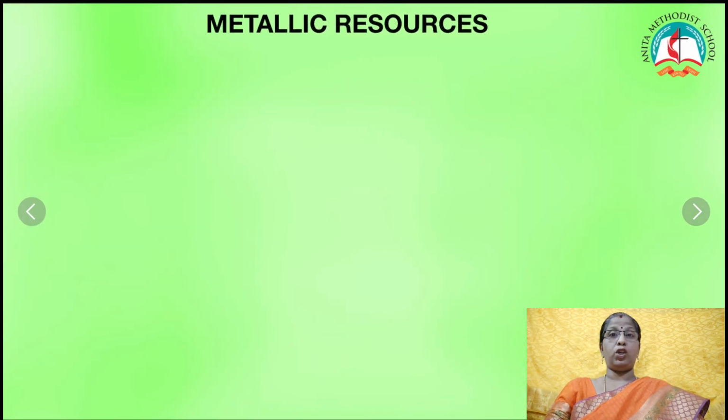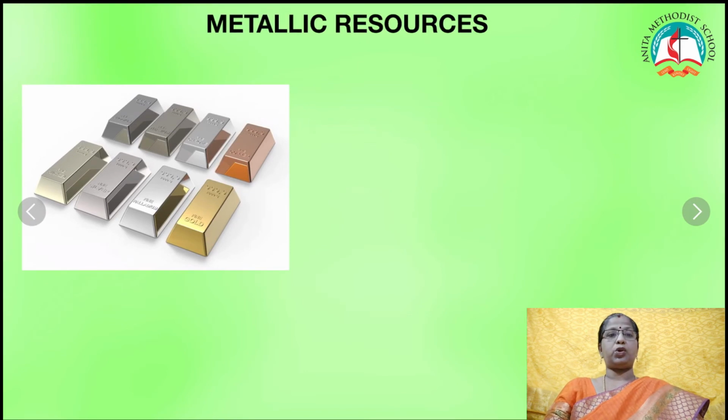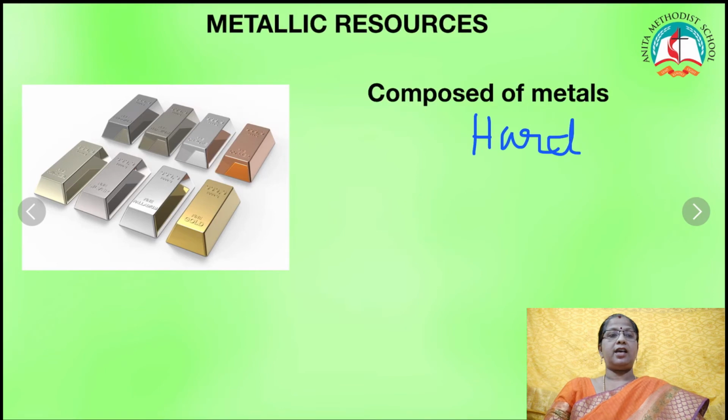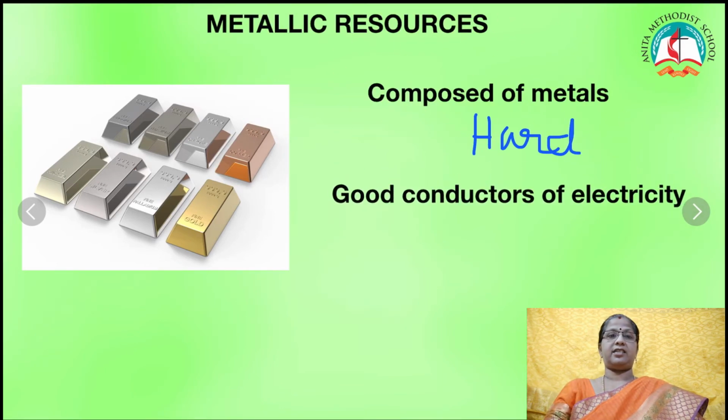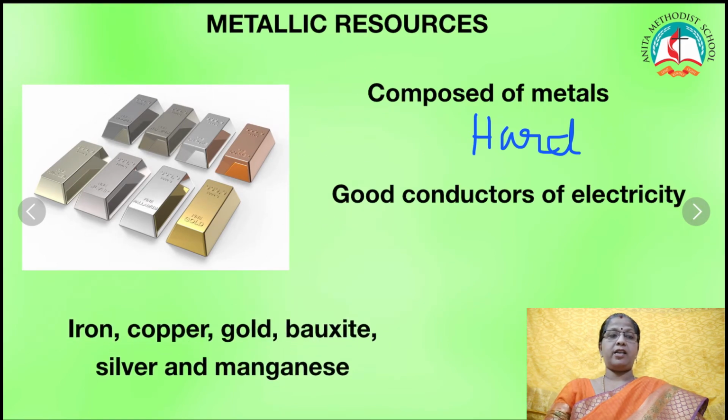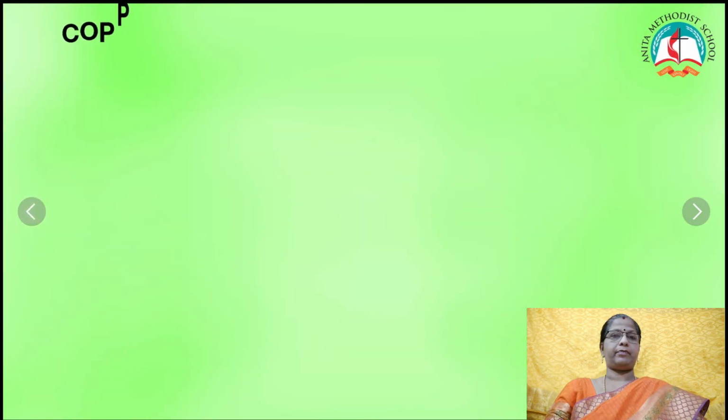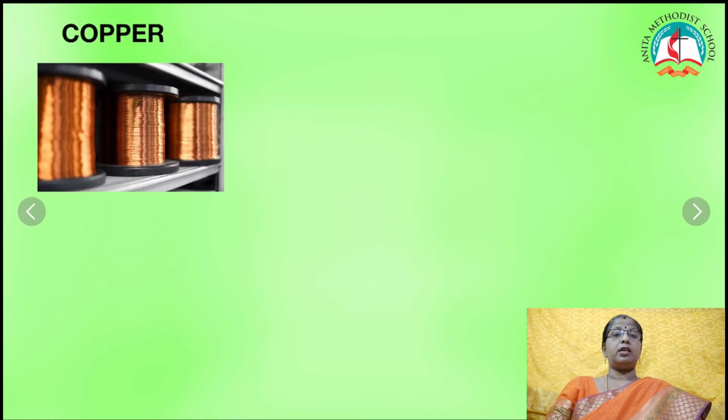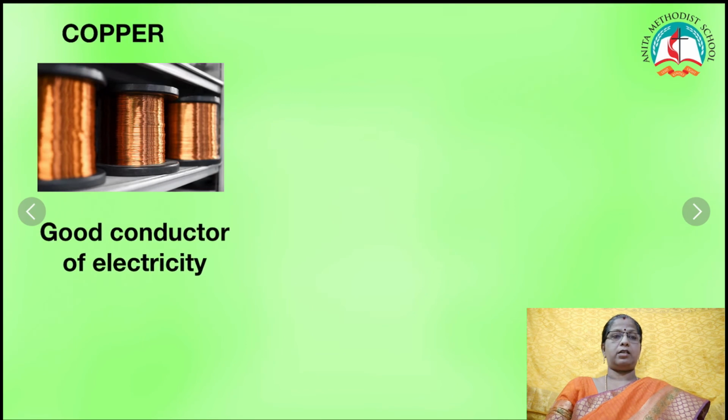In today's class, we will see only about the metallic resources. Metallic resources are the types of resources that are composed of metals. They are hard and they are good conductors of electricity. Example of metallic resources are iron, copper, gold, bauxite, silver and manganese. Copper is the first metal known and used by man. Copper is a good conductor of electricity. Copper is used to make electrical wires, telecommunication cable and electronics. Chile, Peru, China, United States, Congo and Australia are the major copper producing countries.